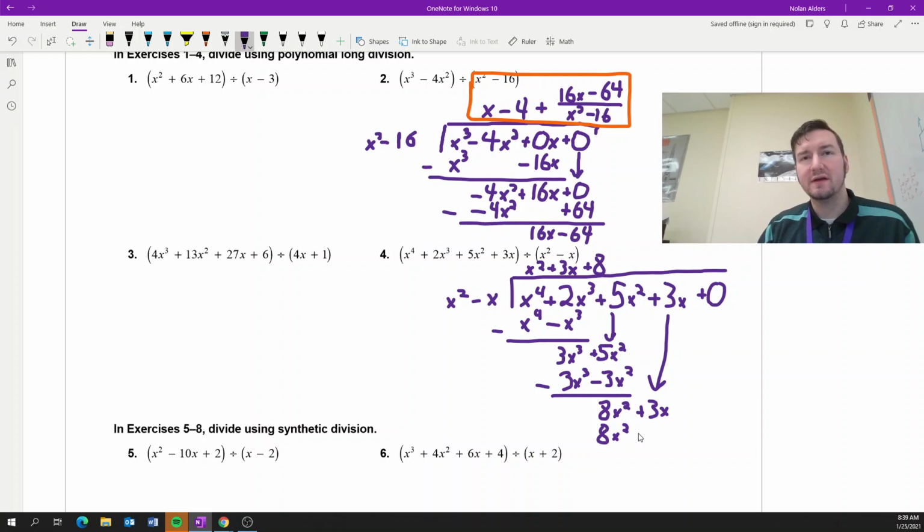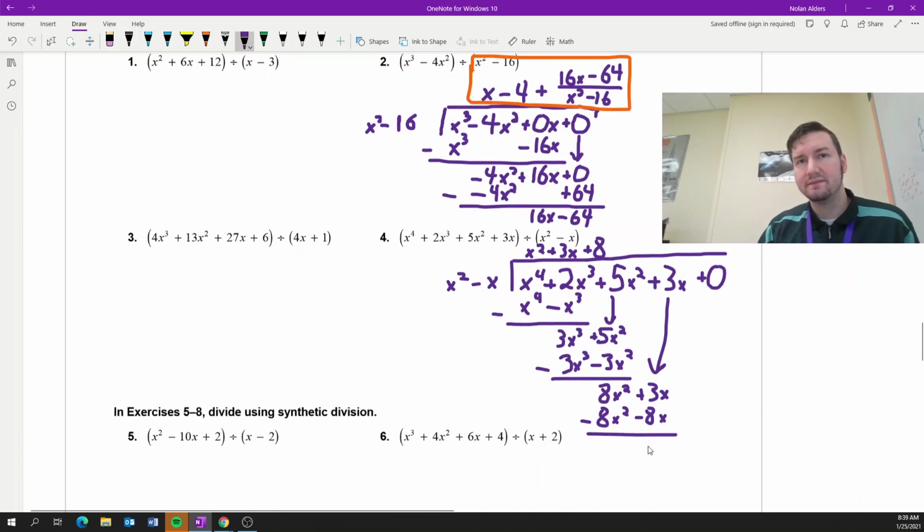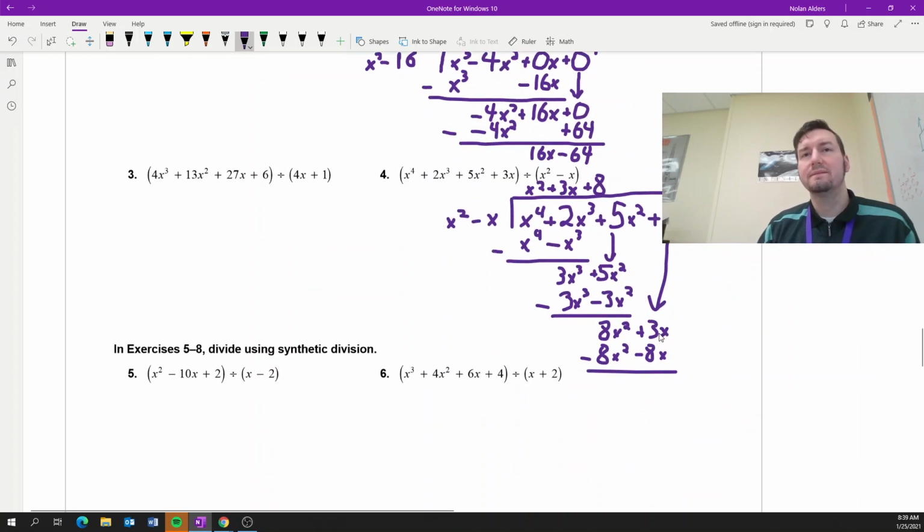8 times negative x is negative 8x. We can go ahead and subtract. Of course, these are 0, but 3 minus negative 8 would be 11x. And then we can bring down our 0.